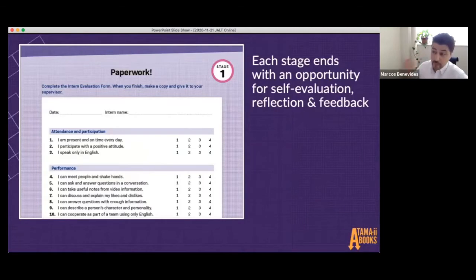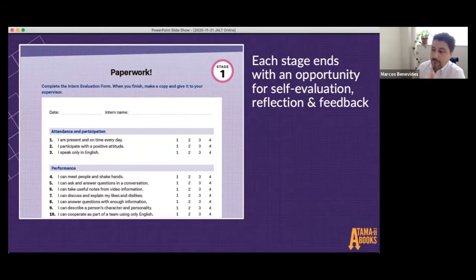Now, this is the end of stage one, and at the end of each stage, students have an opportunity for self-evaluation. This is really quite an important part of the course because, as I mentioned before, we don't focus on language forms. We focus on task complexity. It's a truly communicative course in that sense.